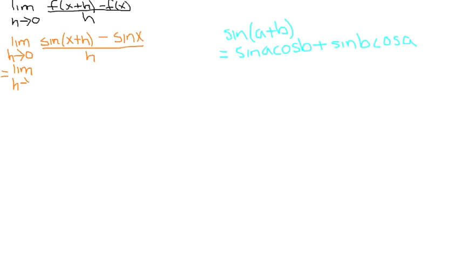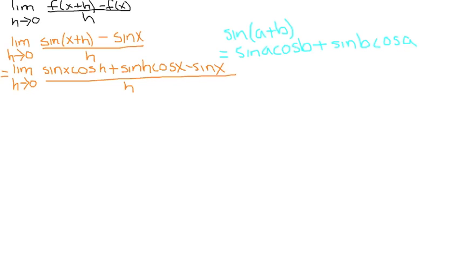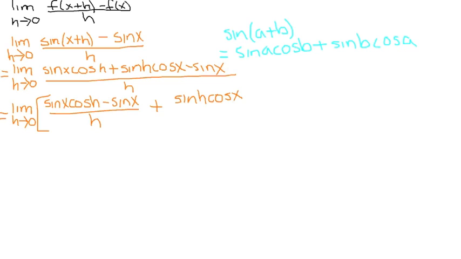So let's go ahead and replace sine of x plus h using this identity. So we get the limit as h approaches 0 of sine of x times cos of h plus sine of h times cos of x minus sine of x all over h. So now I'm going to regroup the fraction so I have the sine of x's together and the sine of h in its own fraction. So I have the limit as h approaches 0 of, I'll break brackets, sine of x cos of h minus sine of x all over h plus sine of h cos of x over h, and close the big brackets.